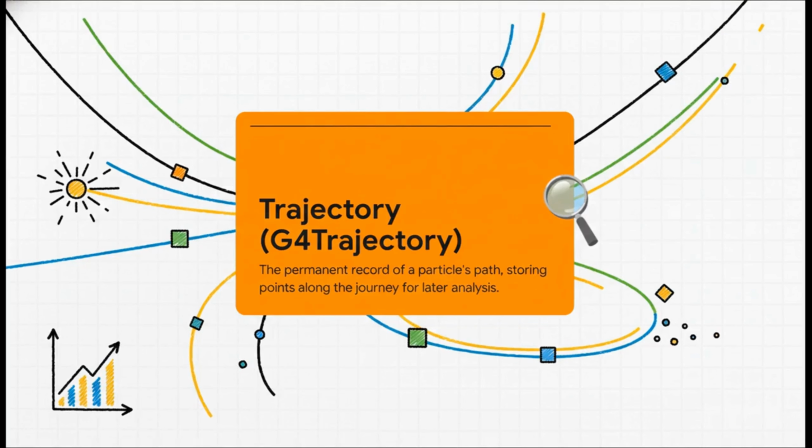See, the G4 track and G4 step are just temporary. They only exist while the simulation is actively running. The trajectory, on the other hand, is the permanent record. It's the complete life story of the particle, a list of all the key points on its path, from birth to death. This is the valuable data that scientists spend their careers analyzing.